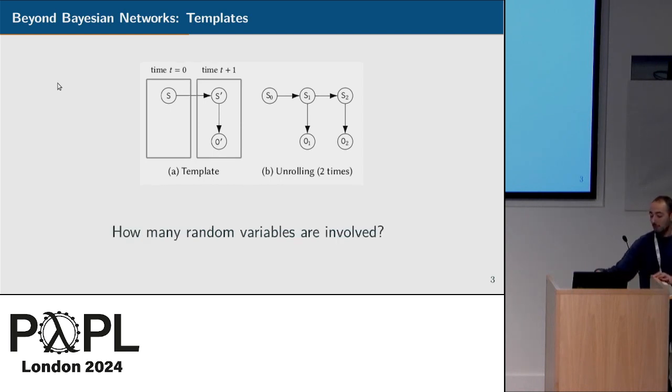For example, how many random variables are involved? Because this is important. Statically, at compile time, using only the template, we cannot know if the template is more complex than this example. Of course, how many random variables are involved is important, because the number of random variables is the typical complexity measure used to evaluate inference algorithms in Bayesian statistics.